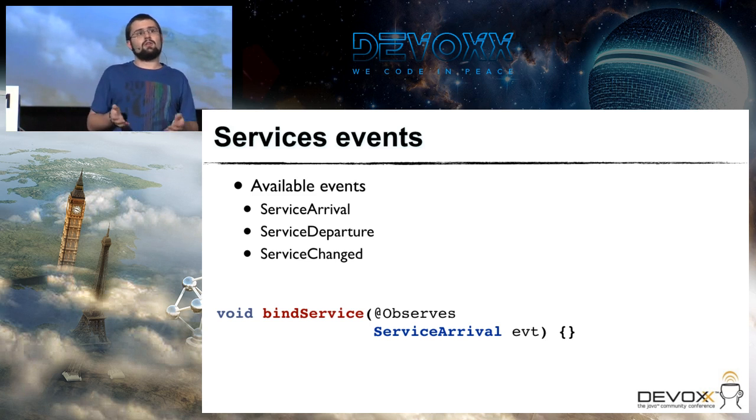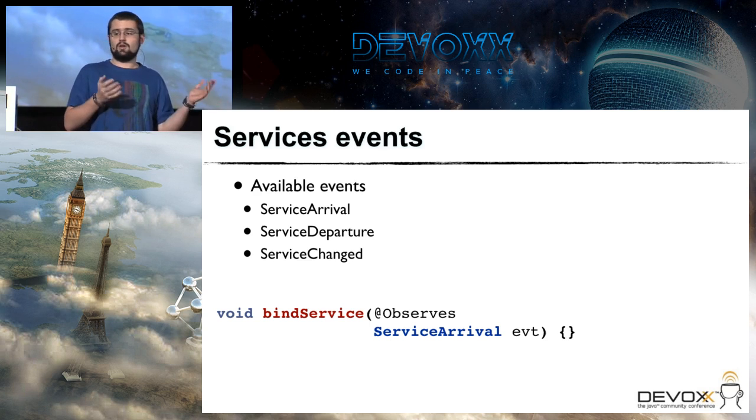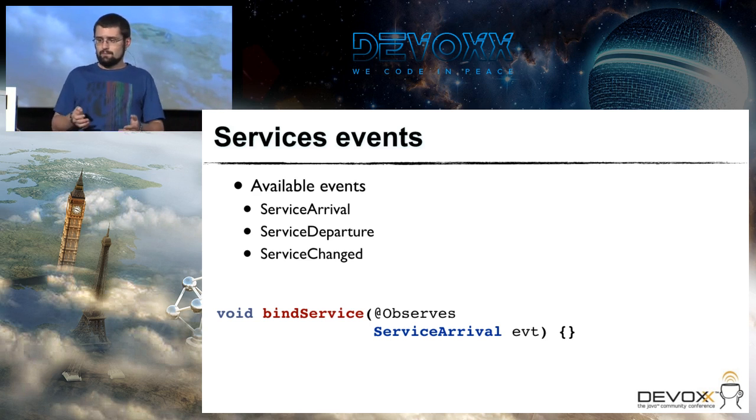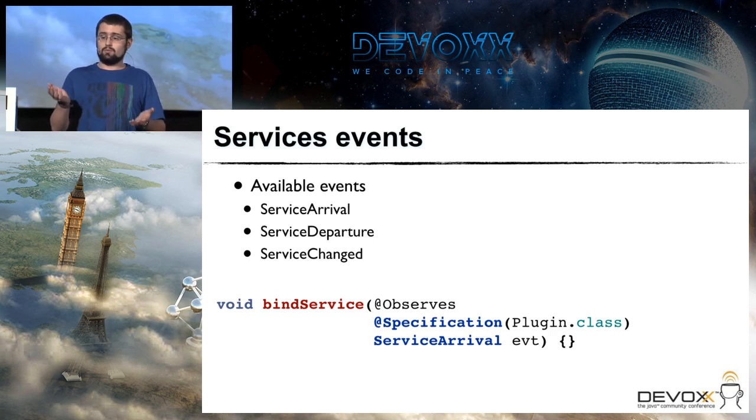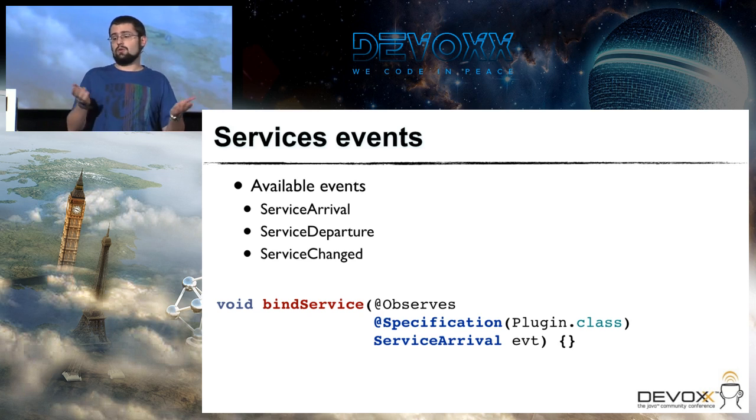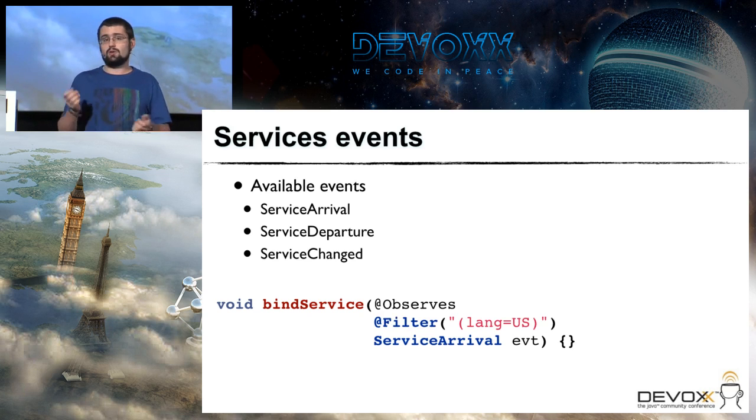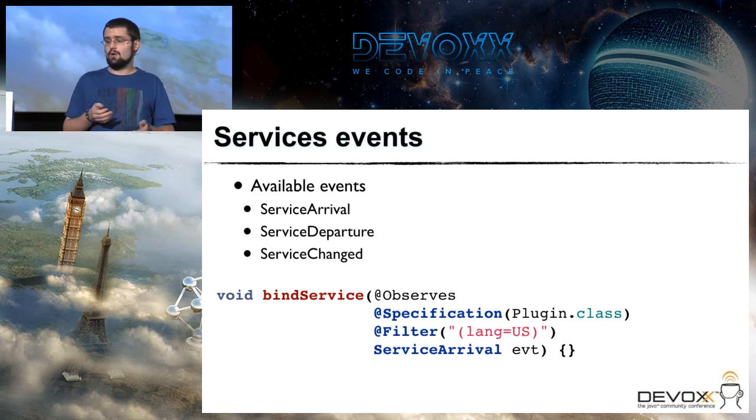The second set of events is for services, when a new service arrives, changes or goes away. It's pretty much the same. You get an event type for each event, and just like in the injection point, you can filter with specifications if you want to know only about services of a certain type, with OSGi metadata if you want to restrict the services you want to know about. And you can obviously use both of these filters.